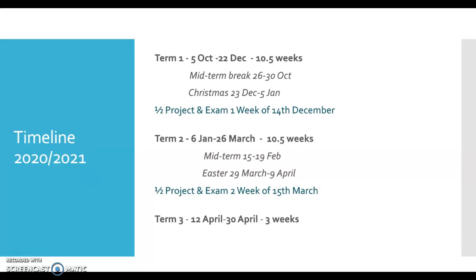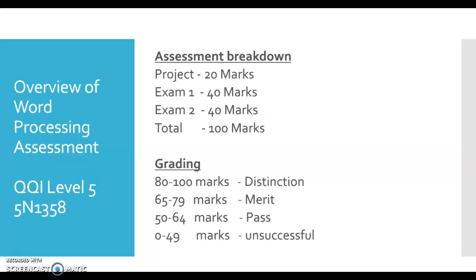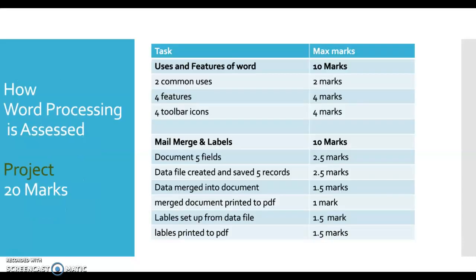It's quite straightforward. It's broken down like this. Project is 20 marks, exam is 40, and the other exam is 40. You'll be assessed out of 100 marks. If you get between 80 and 100, it's a distinction. Over 65 to 79, it is merit. Over 50 to 64, it's a pass. And under 50, you'll be unsuccessful in that module.